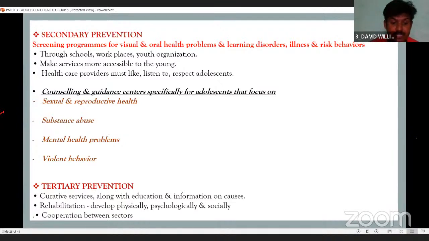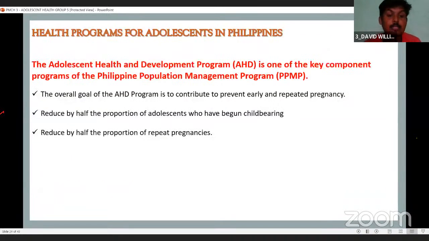rehabilitation, to develop physically, psychologically, and socially, and cooperation between sectors. Next slide. Health programs for adolescents in the Philippines.